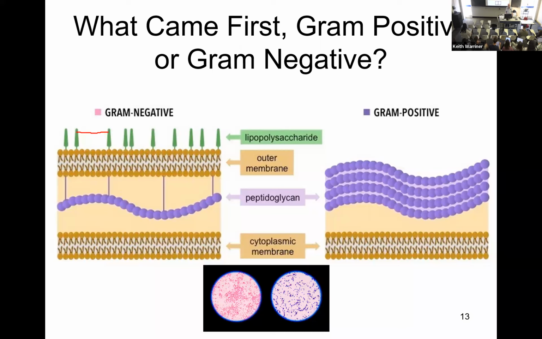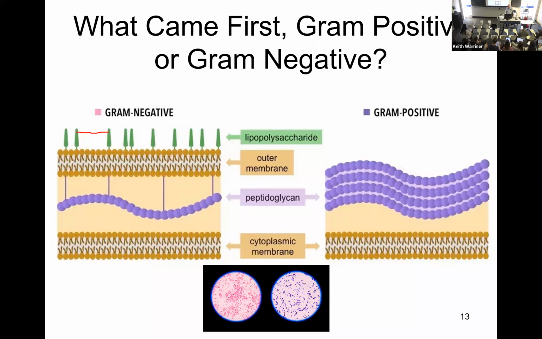Again, there are different theories. Some people think gram-negatives came first, some people think gram-positives, and there's no way of knowing. But you'll see how significant they are in terms of identifying them, and also the difference in resistance and how gram-positives and gram-negatives react.